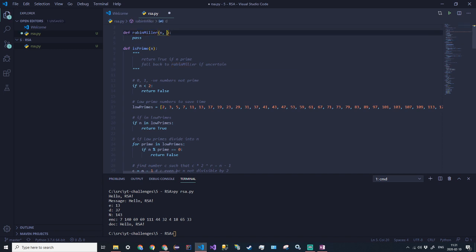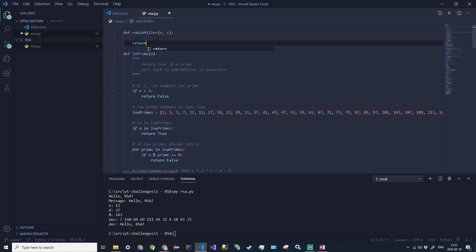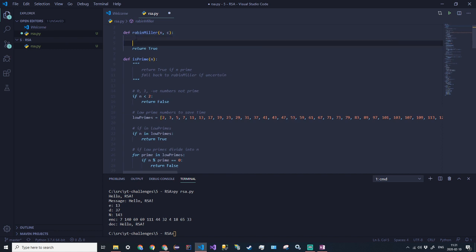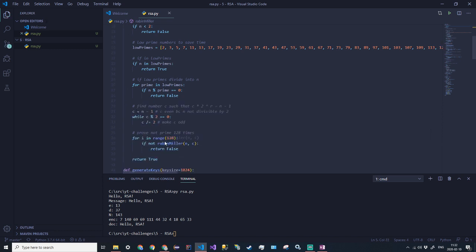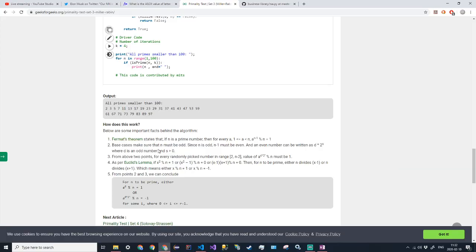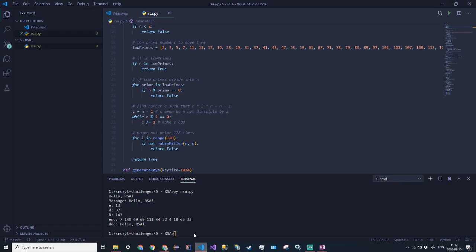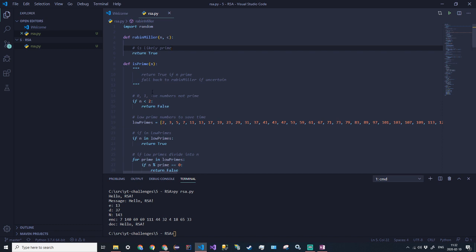Let me just make this a c. Then we return true; Rabin-Miller will return true if it's likely prime. So if Rabin-Miller returns false, it's automatically not prime because one of these conditions was proved as not prime. All right, so that is the entire is_prime function. Now let's get into the Rabin-Miller.